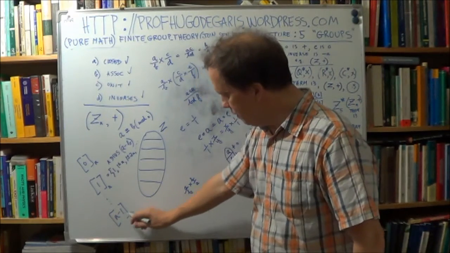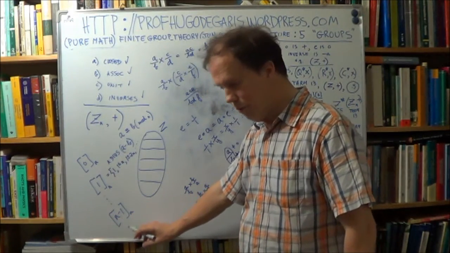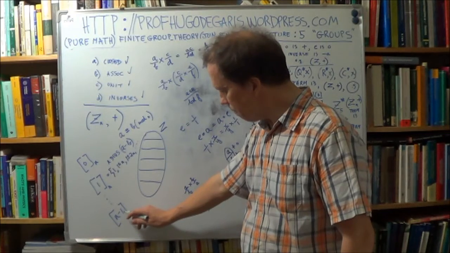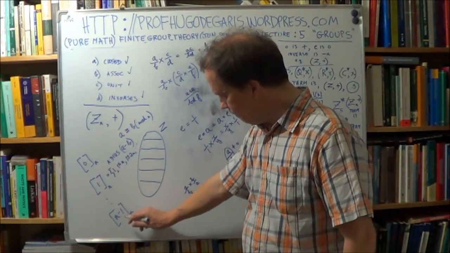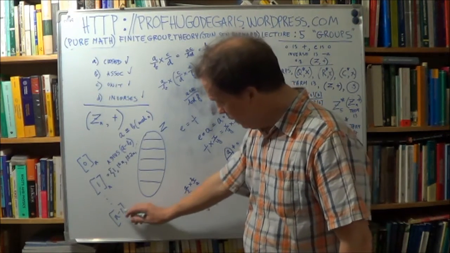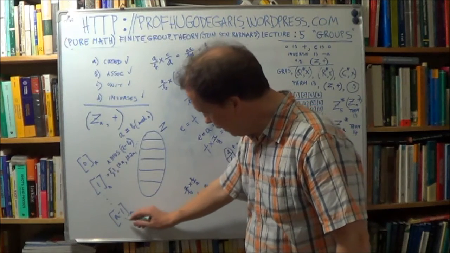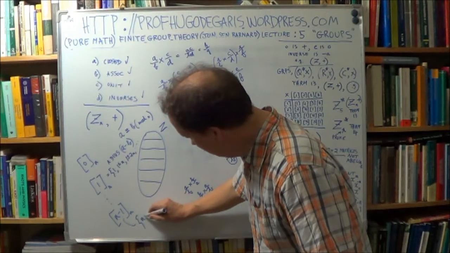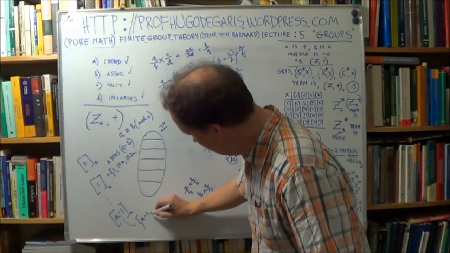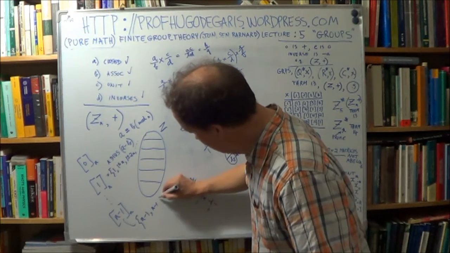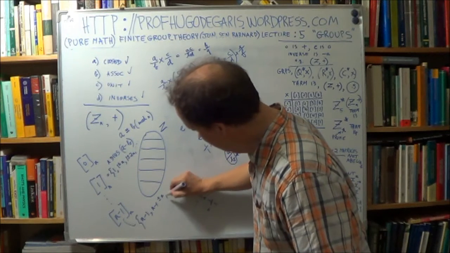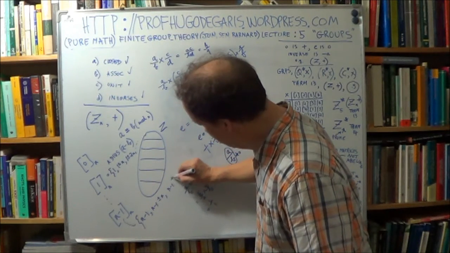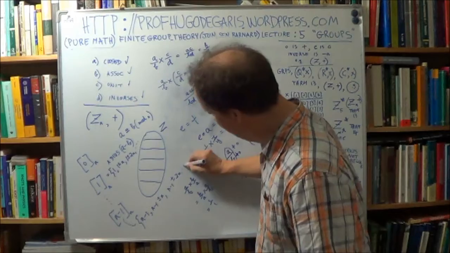And similarly here, this is the residue class n minus 1 mod n. So it would be an infinite set, and it would take the form n minus 1, n minus 1 plus or minus n, n minus 1 plus or minus 2n, and so on.